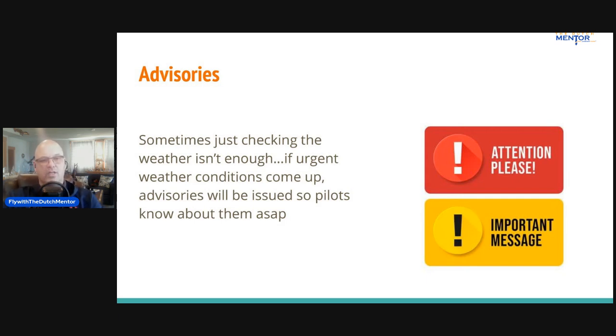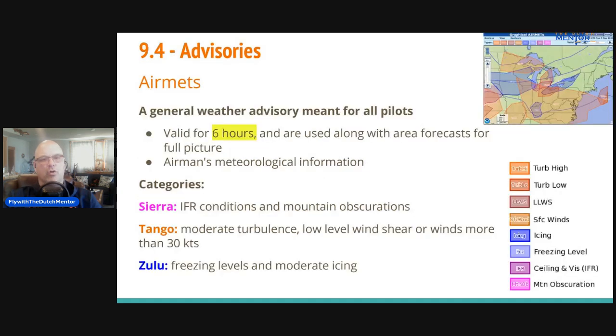Look out for advisories. Again, I think the key here is having a conversation with other pilots when you're not sure, looking at weather reports together, and picking up the phone and calling 1-800-WEATHER BRIEF, which is going to be your strongest attribute to be able to make the right decisions. What you don't want to run into is category Sierra, IFR conditions. You don't want to get into anything more than light turbulence for a sustained period of time. Again, Tango is moderate turbulence with low-level wind shear and winds more than 30 knots.